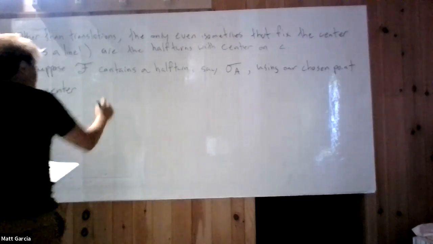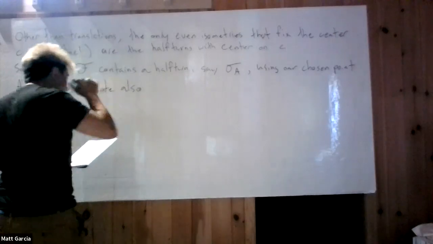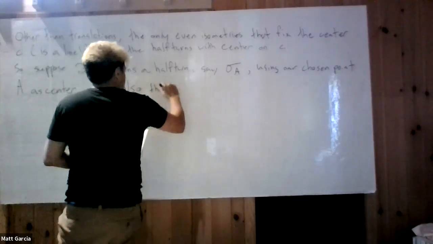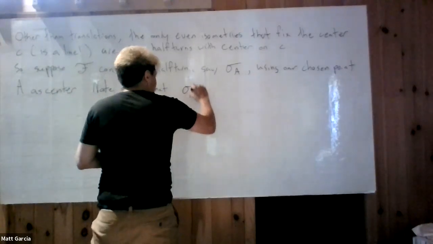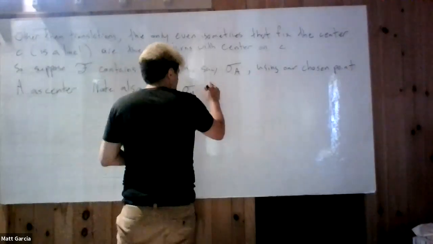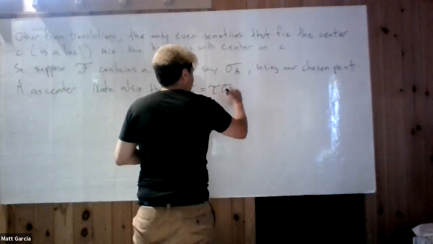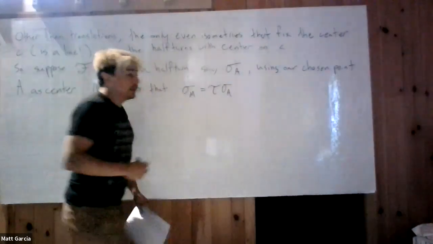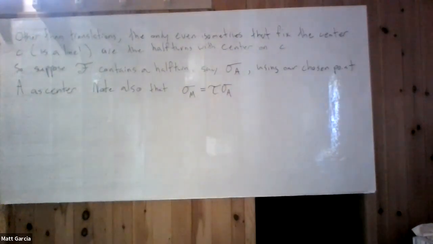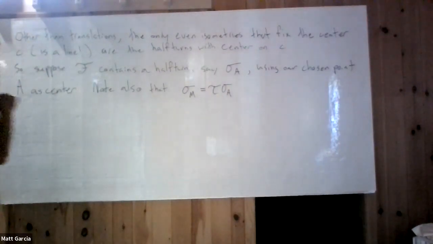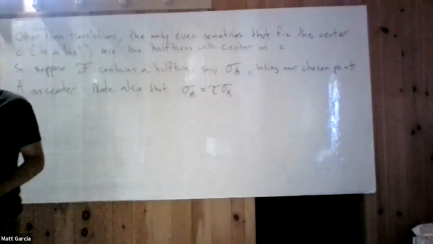So also note that the half turn centered at M is equal to the half turn centered at A followed by translation. Right? Remember, M is the midpoint between A and A1.